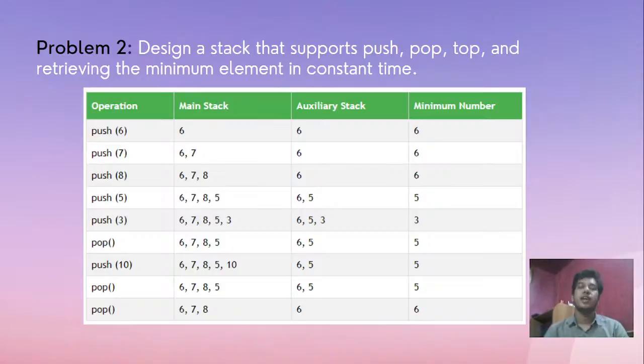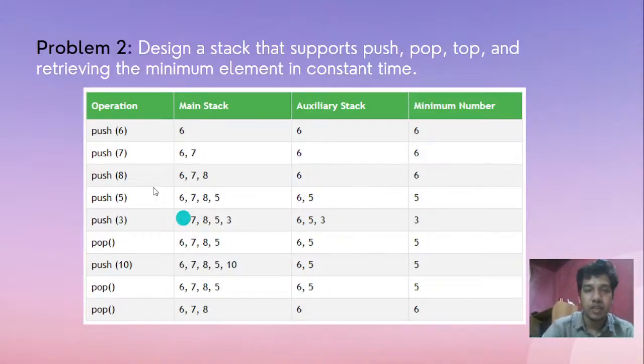The second problem says: design a stack that supports push, pop, top, and retrieving the minimum element in constant time. So what they want is a function which will perform push and pop operations. They will give an input for such operations, push and pop, and they want us to return the minimum element in constant time. They have one more function, which is return minimum, which should return the minimum number in the stack. So how can we do this? Which is the best method?